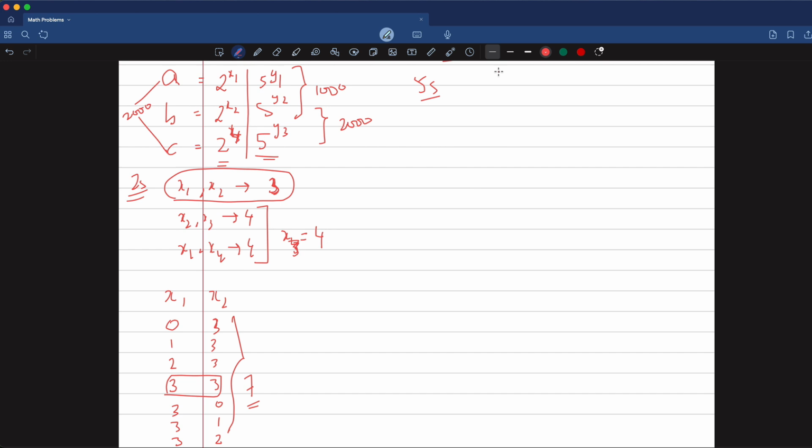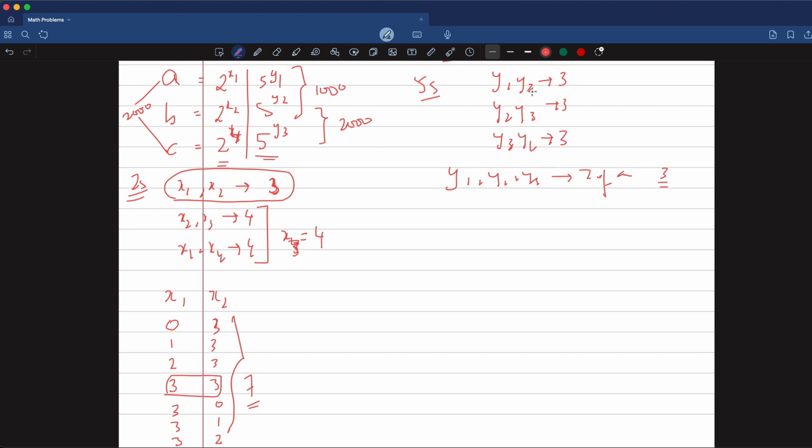So in case of 5, we know that between y1 and y2, one of them needs to be 3. Between y2 and y3, one of them needs to be 3. And between y3 and y1, one of them needs to be 3. This is the only way you can get to a factor of 125, which is necessary to get to the LCM that's given. And if you pay attention to this, you'll realize that this can be thought of as between y1, y2, and y3, at least 2 of them are 3. Okay, 2 of them are 3. This is going to be a necessary condition.